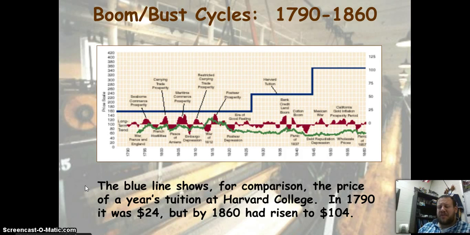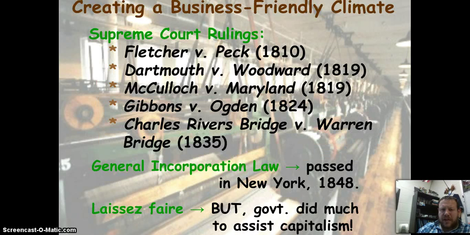Obviously, as these things get different, education costs more because you need people to run these businesses, and people need to be educated to run the business, do the accounting, all that kind of stuff. I love this. Tuition at Harvard was $24 a year in 1790. By 1860, it was $104, and people were freaking out about it. You need these skills that are available.